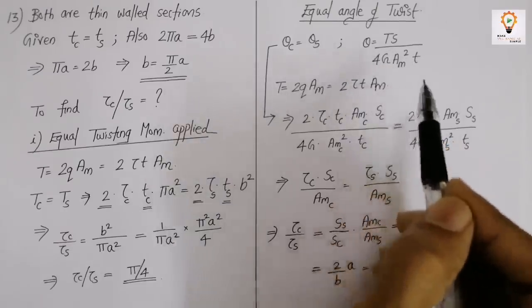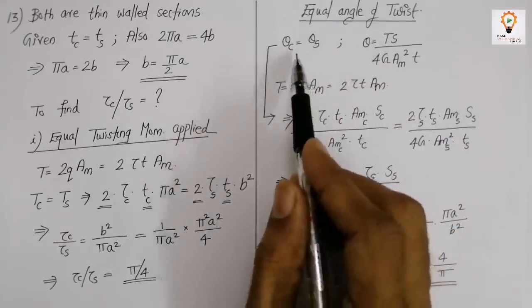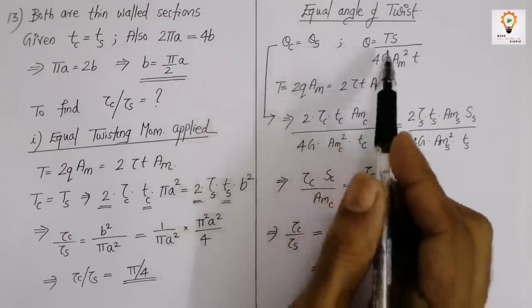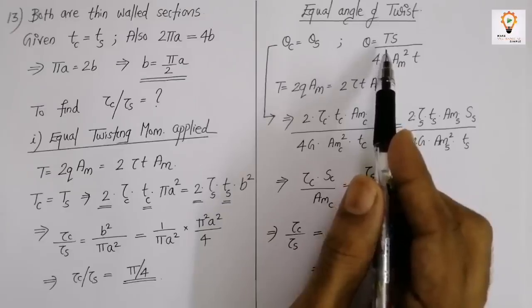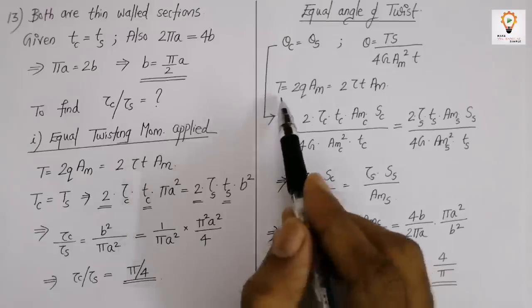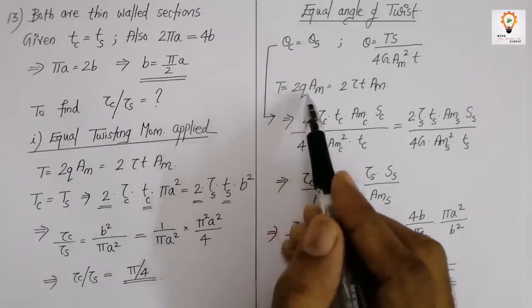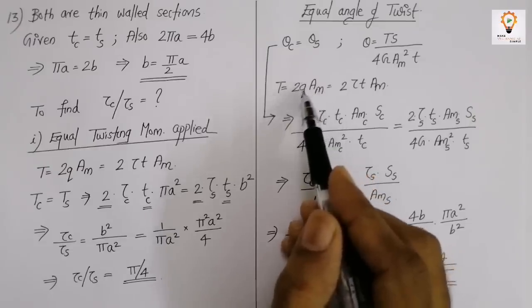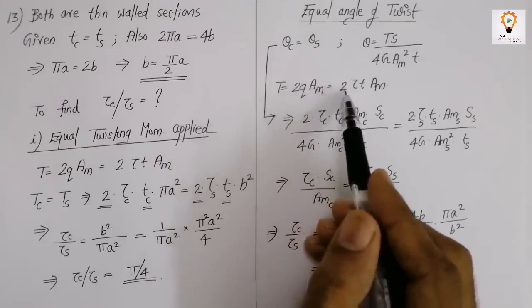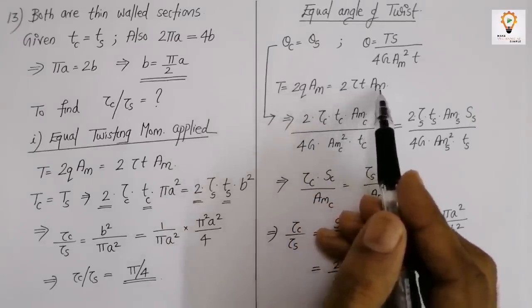Now remember, the case has changed. Only theta c is equal to theta s is given. They have not told us Tc is equal to Ts, so we cannot just write Tc is equal to Ts. So here we have the equation T is equal to 2qAm, where q is again substituted as tau times t.